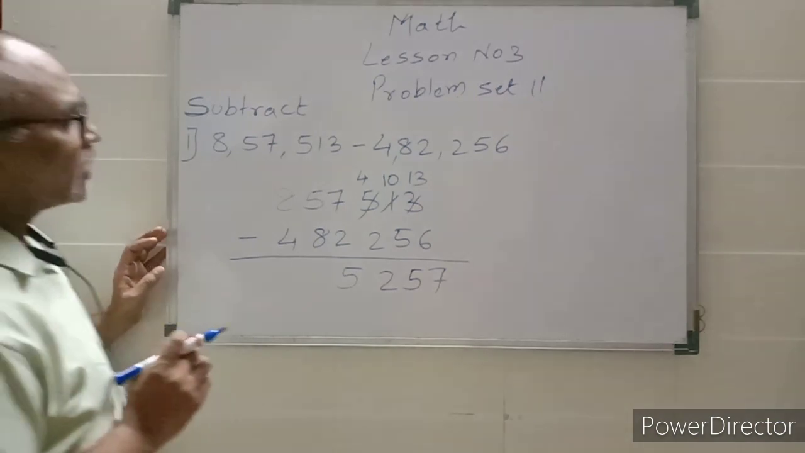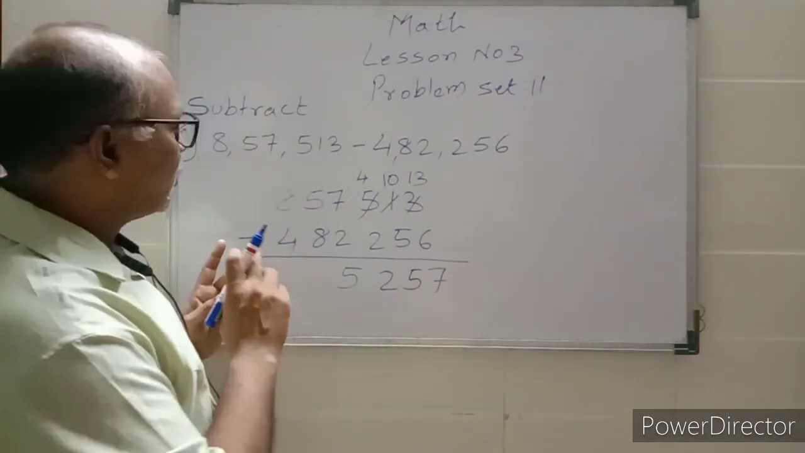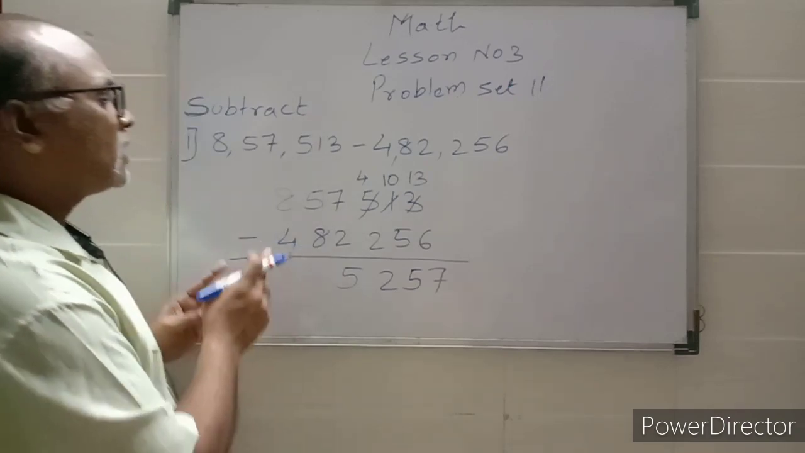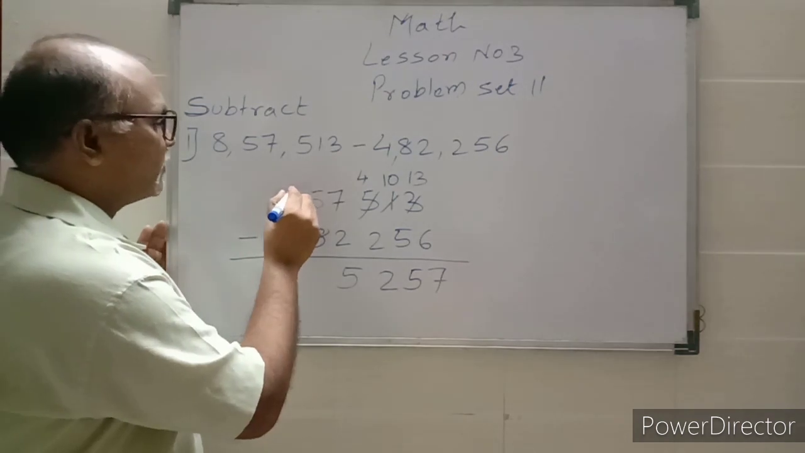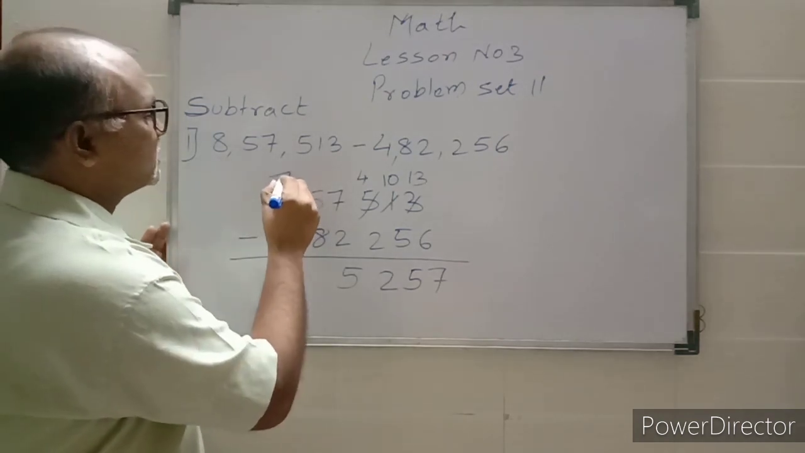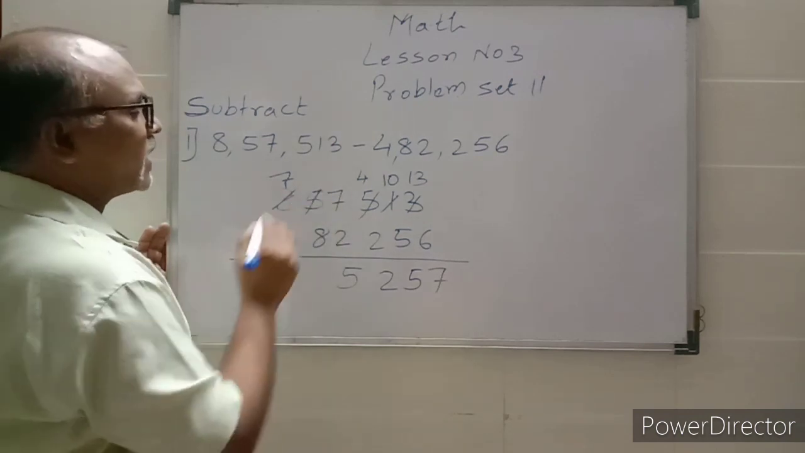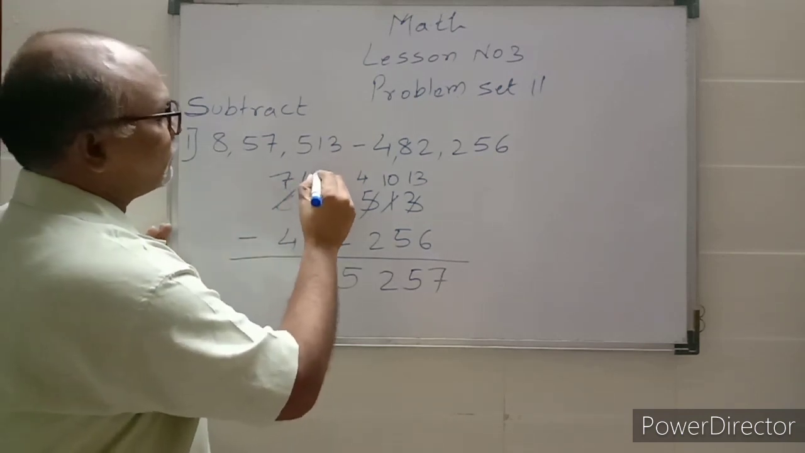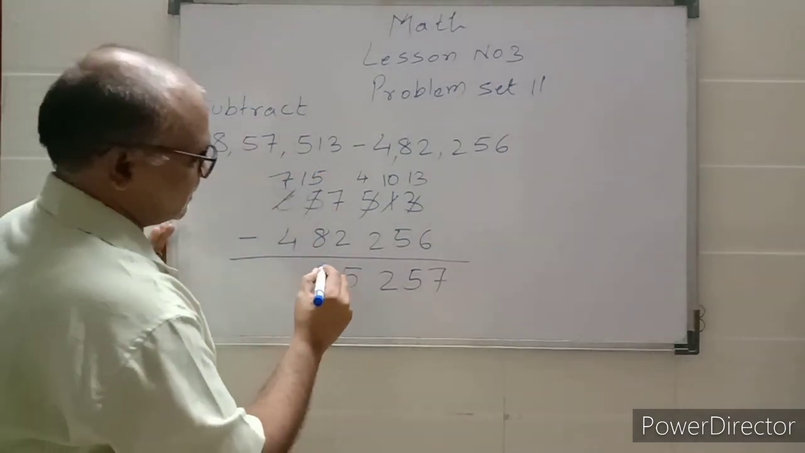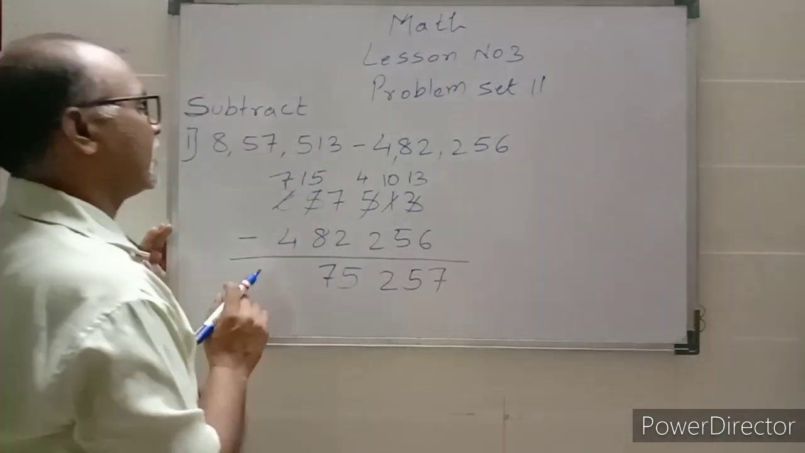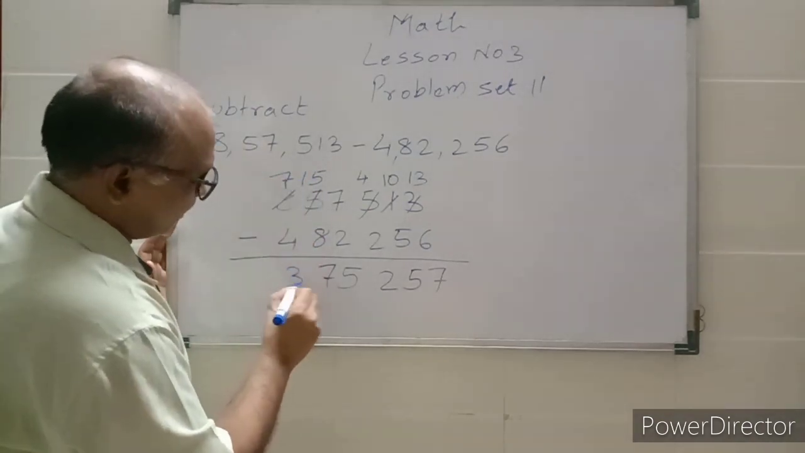Again, you see in the 10,000s place, in the upper number we have 5 and the number below it is 8. We cannot subtract 8 from 5. So what will we have to do? We will have to borrow 1 from the lakhs place. In the lakhs place we have digit 8. That digit we will cut and write 7 over here. And this 5 we will cut and write 15. Now 15 minus 8 is what? 7. And here we have 7 now. 7 minus 4 is 3.